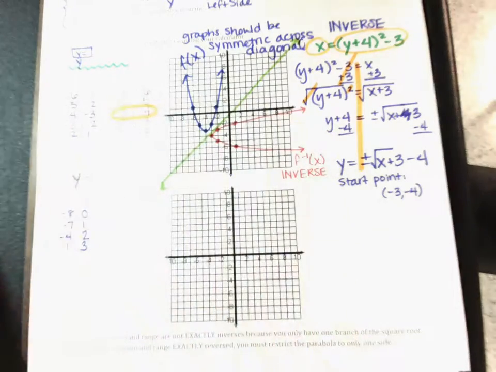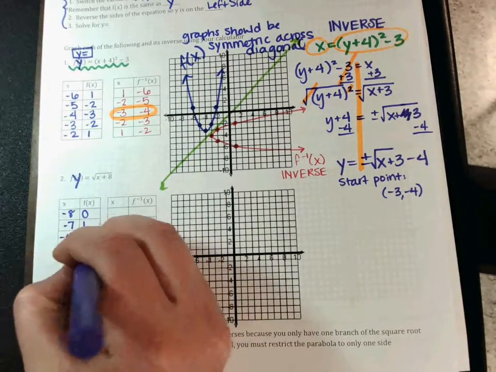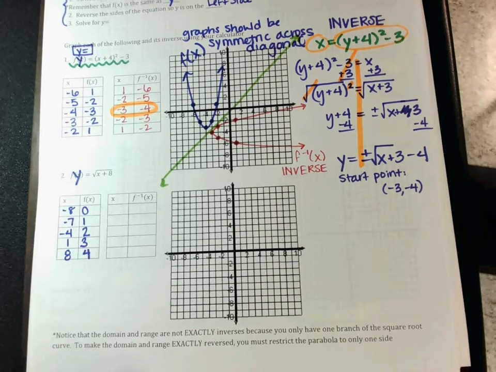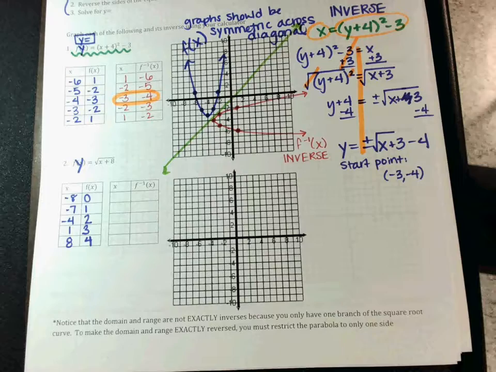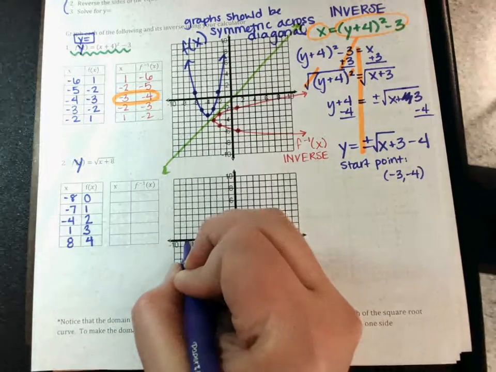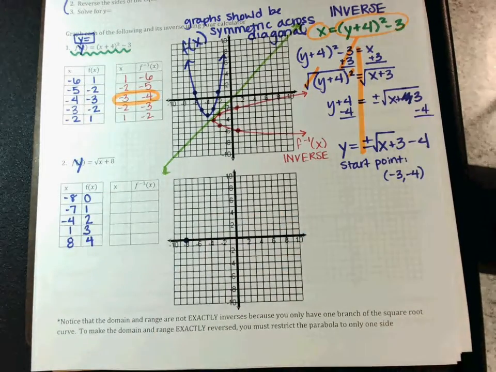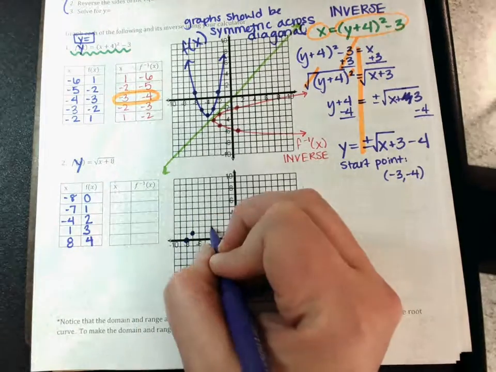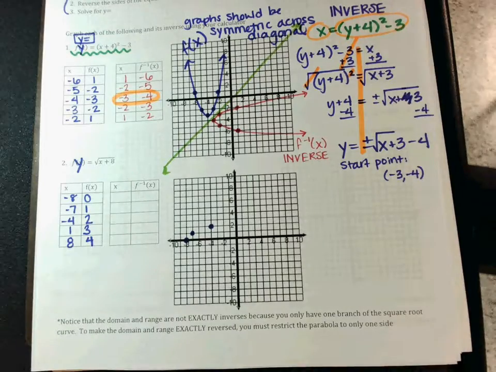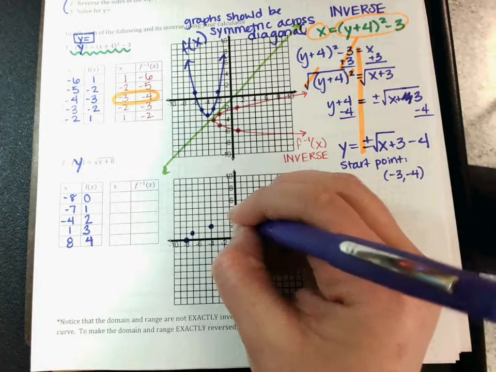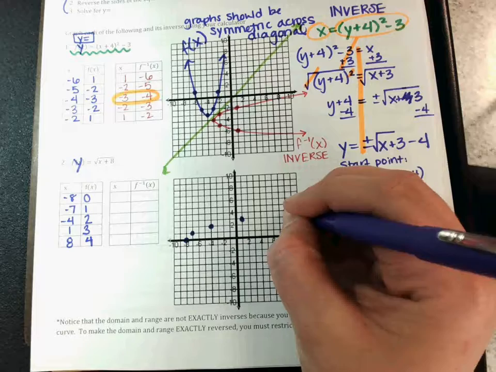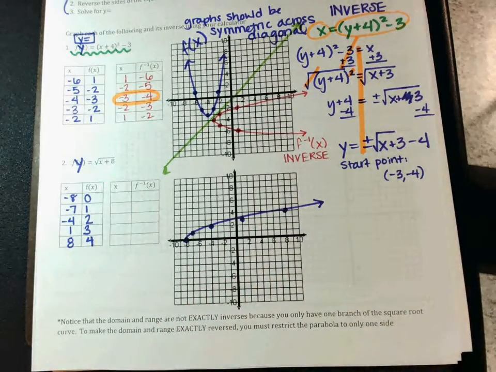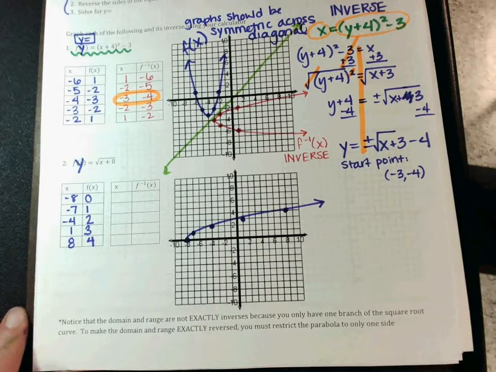Good. Okay. So, take those 5 points, put them on your graph, flip them around to be backwards, and then graph it. So, negative 8, 0 is here. Negative 7, 1 is here. Negative 4, 2, 1, 3, and 8, 4. Okay? So there's your graph.